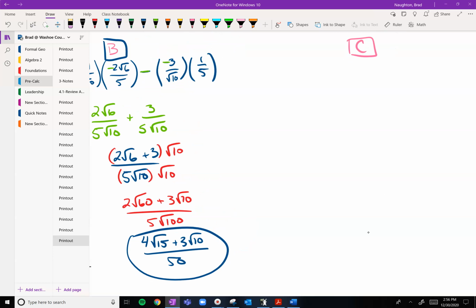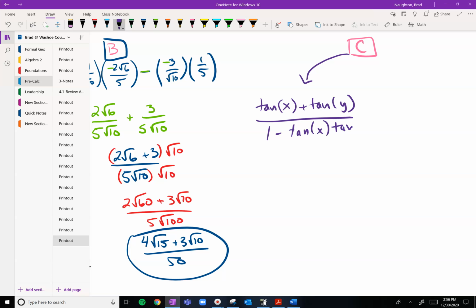Alright, for C here, my friends, we actually have 2 options. So the first one is to go ahead and use your tan x plus tan y over 1 minus tan x tan y. And when you did that, on the top, you would get 3 plus 1 over a negative 2 root 6.